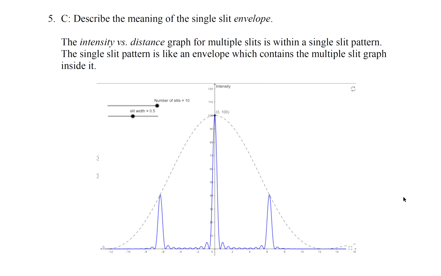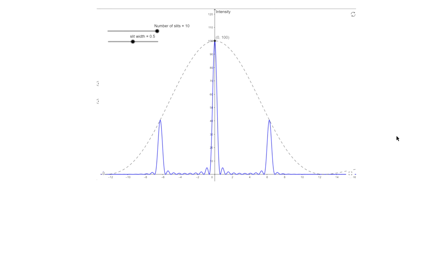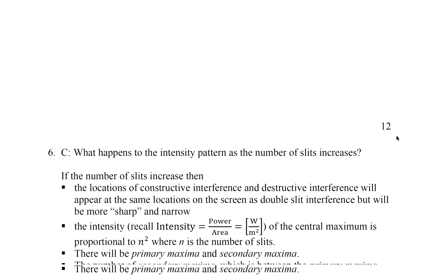So let's describe the meaning of a single slit envelope. It's this dotted line here. The intensity versus distance graph for multiple slits is within a single slit pattern. The single slit pattern is like an envelope which contains a multiple slit graph inside it. So this dotted line is a single slit, and inside it we have the multiple slit pattern.